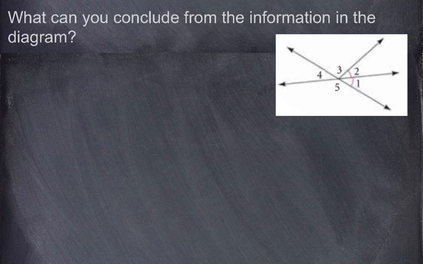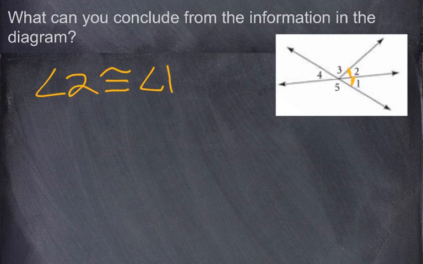Oh, we actually do have one more example. Sorry about that. What can you conclude from the information in the diagram? It's actually important that I saw this because I want to explain these marks right here. When it gives you the same number of marks, notice it's one mark here on the 2, one mark on the 1, that means those are congruent. So we could say that angle 2 is congruent to angle 1. Again, if they ever have the same amount of marks, those little pink or red marks right there, that means they are congruent. Okay?